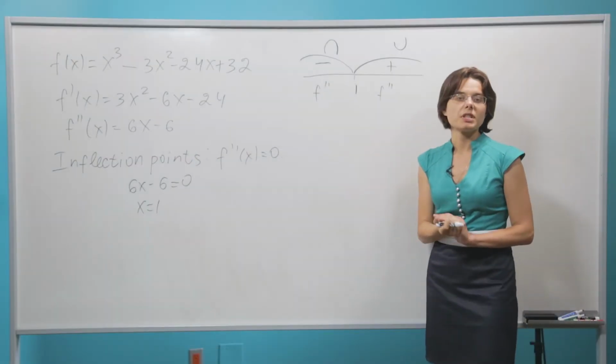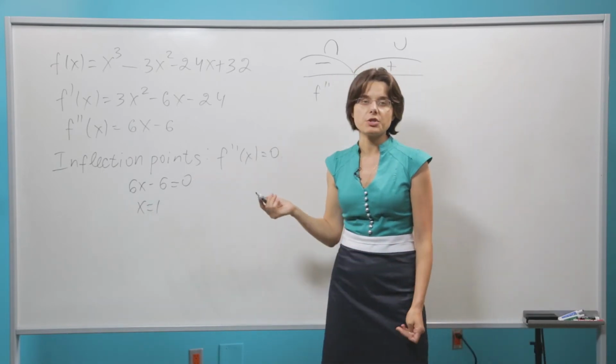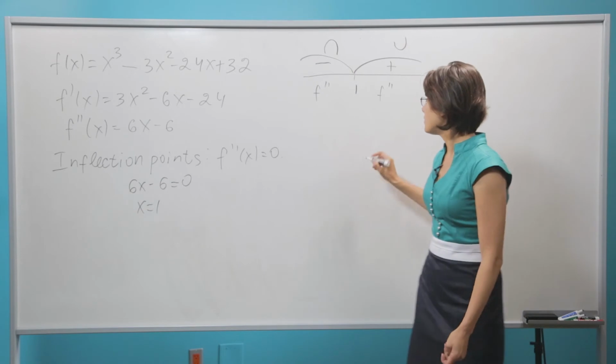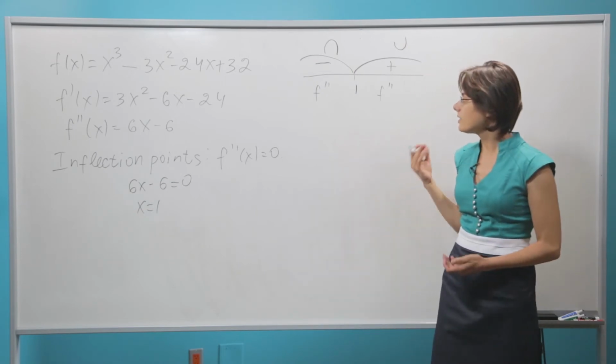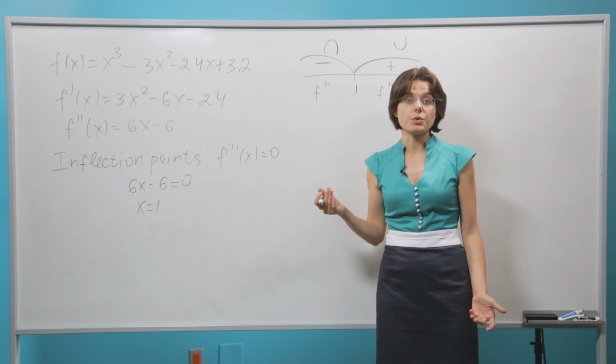Concavity is very important in the application of business. Inflection point is the point of diminishing return in business. And if we know concavity, it will give us understanding whether revenue, for example, is growing fast or slow.